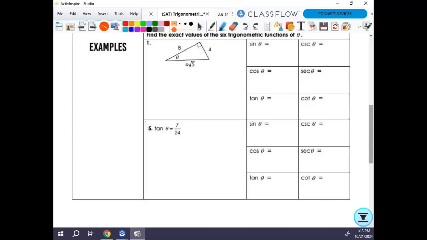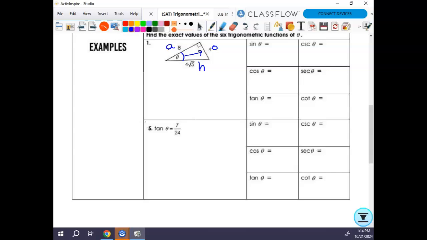So here's my triangle. I know it's a right triangle because I have a right angle. Across from the right angle is the hypotenuse. This is the angle that I'm using. Across from that is the opposite side, which leaves the adjacent side. Okay. And we are going to look at sine of theta first. Sine from SOHCAHTOA is what over what?